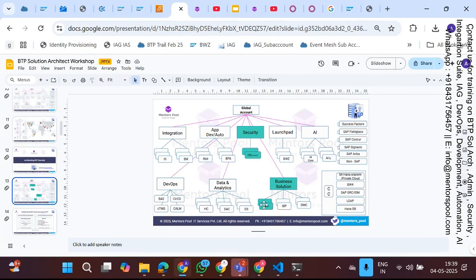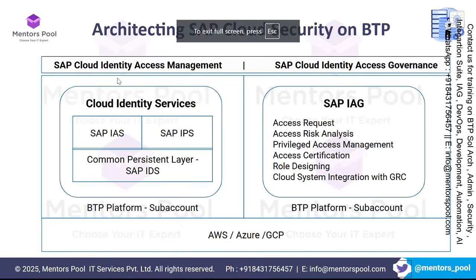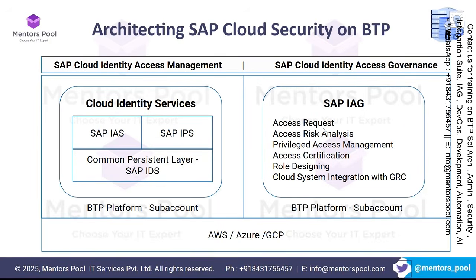Generally because the business users use it to approve access requests, or do mitigation and all of it for the users who are accessing their solutions, right? But this security part is identity access management. That's why I have divided it into two categories here. So SAP offers two main services. One is SAP IAG, which corresponds to GRC AC, where you can do access request, access analysis, privilege access management, access certification, role designing, all of it, which GRC AC does for cloud systems.